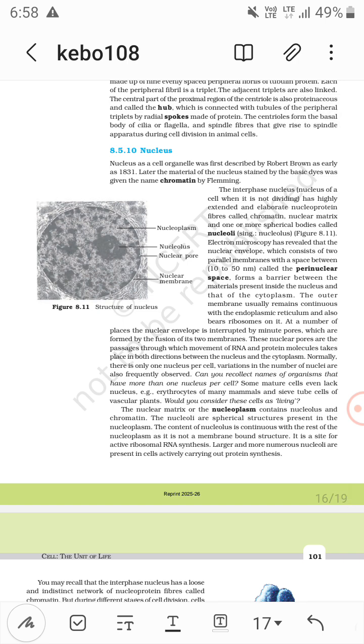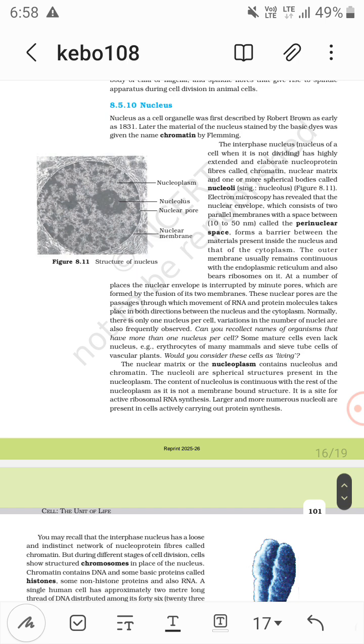Now what does the nucleus have? The nucleus has the nuclear envelope. It is double layered, and it has nuclear pores, and then inside it has the nucleolus. There is active ribosomal RNA synthesis, and it is non-membrane bound.